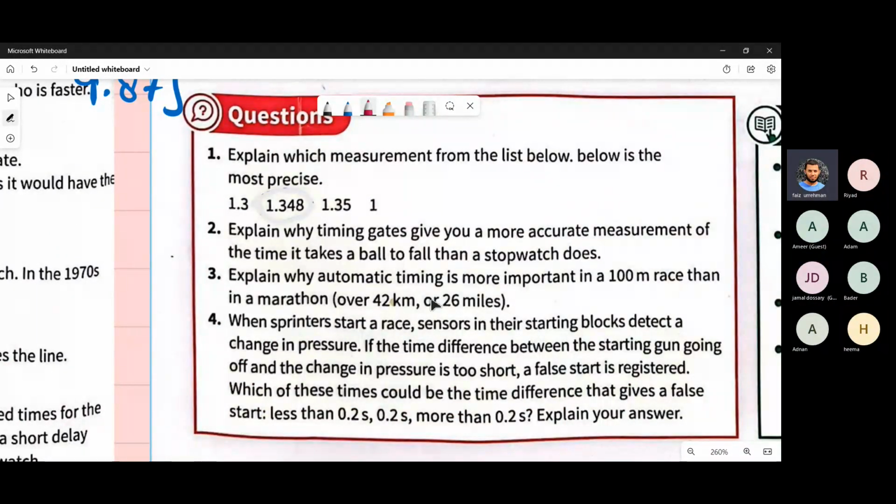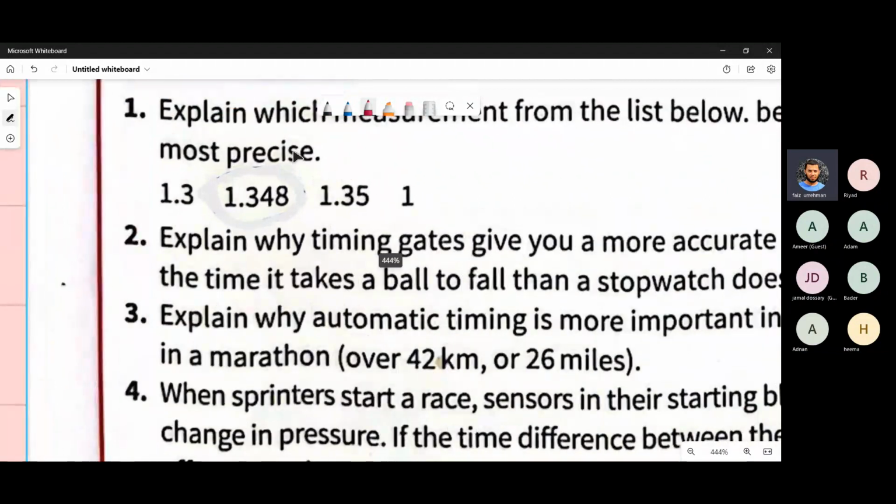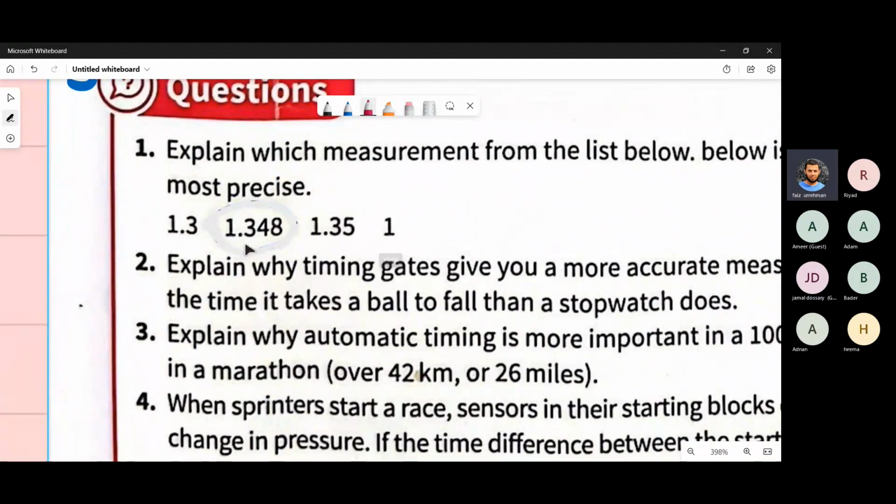So how can you tell which one is more precise after the decimal? Who has more digits? This one has 1 digit. This has 3 digits. This has 2 digits. So definitely this one has more digits, so this is more precise.